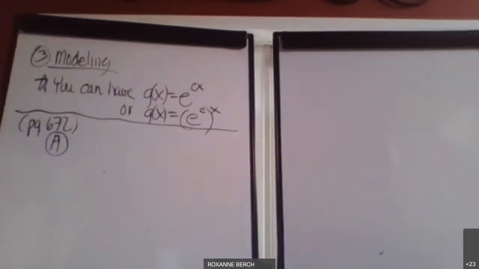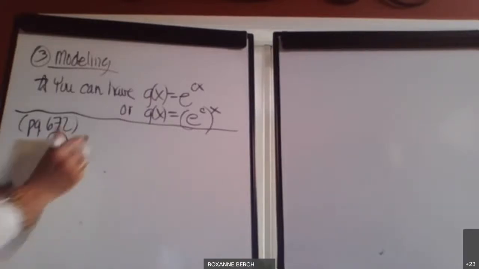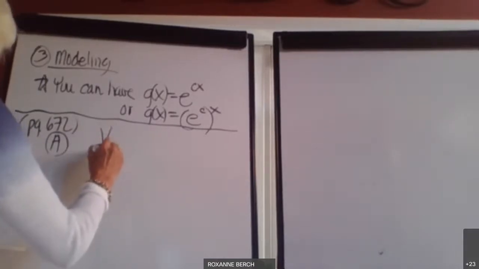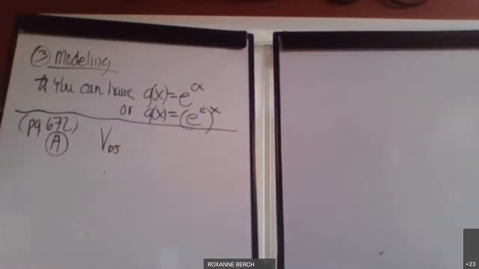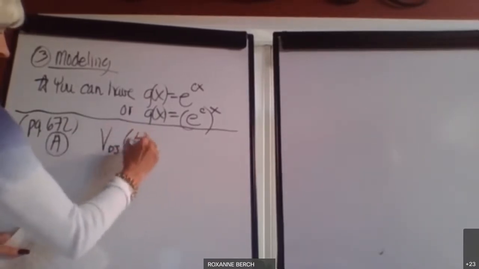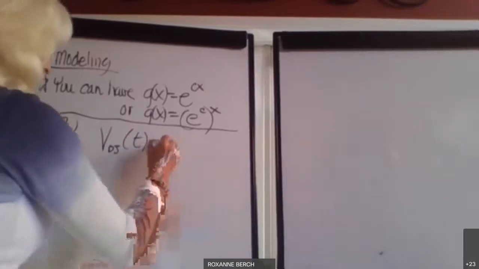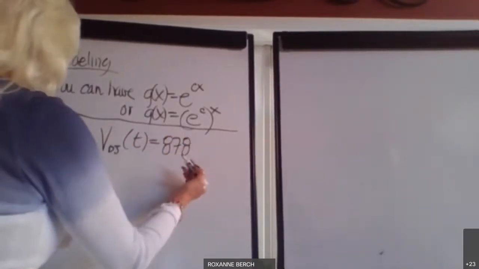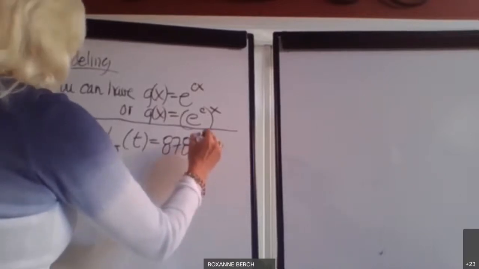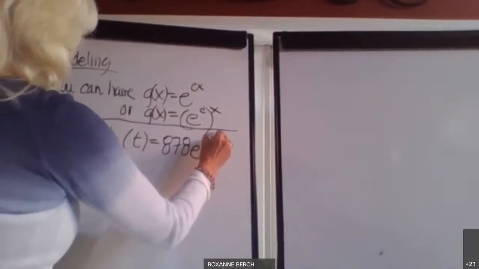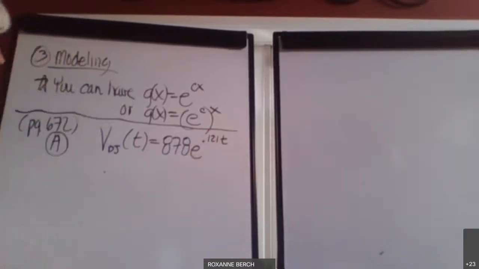All right. So it says the Dow Jones Index is a stock market index for the New York Stock Exchange. The Dow Jones Index for the period 1980 to 2000 can be modeled by that equation. So I'm going to write that down. V sub DJ for Dow Jones of t is equal to 878 e to the 0.121t. Interesting.